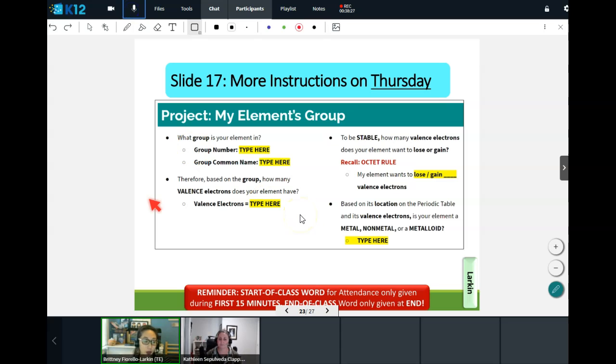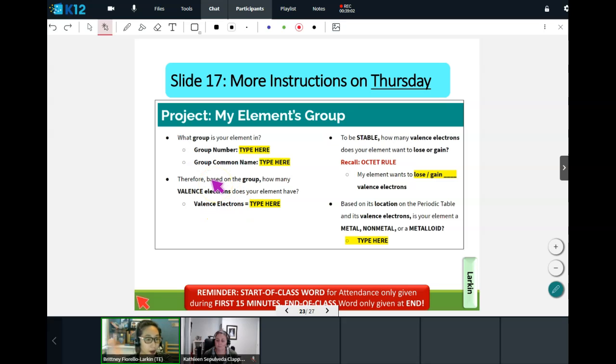All right, so again, we will give you some more instructions for all of the project slides on Thursday, but at this point, if you want to do slide 17, feel free to do so because that way it's off your plate. Easy peasy, less stress. So what group is your element in? You can see the group number on ptable.com. I will send that link to you for the 1,000th time because it's such an important link. If you click on that group number, you can also find the name of the group.